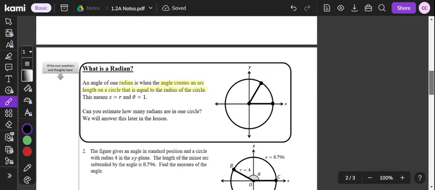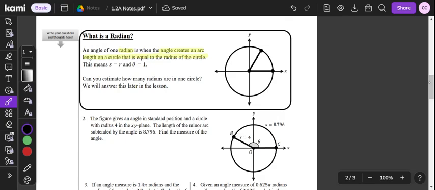All right. Flipping over to the back part of the notes, you can see I've already highlighted something for you. This is the definition of a radian. So we can say the angle of one radian, so go ahead and highlight that, is when the angle creates an arc length on a circle that is equal to the radius of the circle. Whoa, lots of words. I'm going to clean that up for you. It means S equals R and theta equals 1.